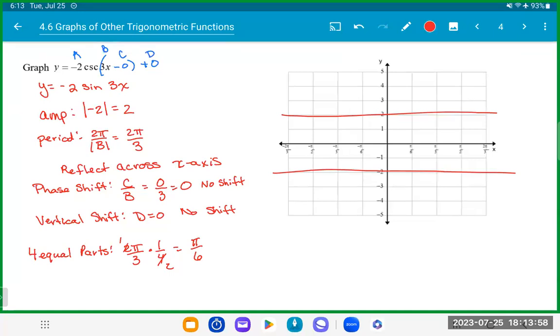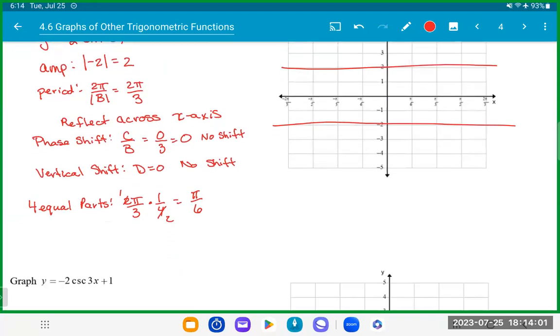Okay, so now we know equal part. We're going to start at the pi over 6, right? So we start at pi over 6. So then our first point is going to be that 0 plus pi over 6. So that equals pi over 6. Our second point is going to be the pi over 6 plus pi over 6, which equals pi over 3, or it's 2 pi over 6 or pi over 3.